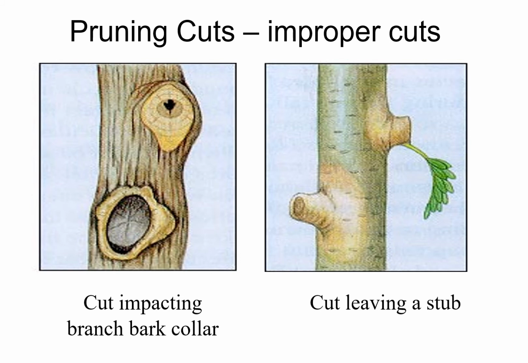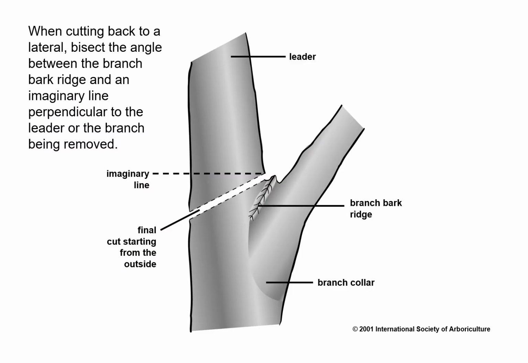A pruning cut that removes a branch at its point of origin shall be made close to the trunk or parent branch without cutting into the branch bark ridge or collar and without leaving a stub. A pruning cut that reduces the length of a branch or parent stem should bisect the angle between its branch bark ridge and an imaginary line perpendicular to the branch or stem. To prevent damage to the parent limb when removing a branch with a narrow branch attachment, the final cut should be made from the outside of the branch inward.